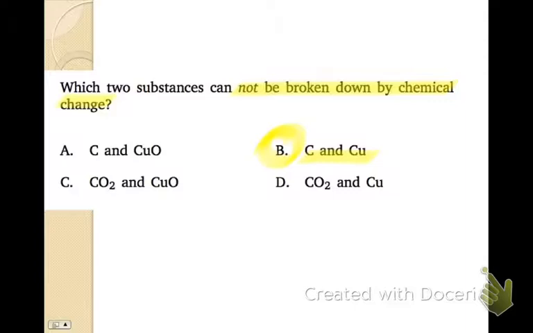Everything else here, for A, C is an element, but CuO is a compound. For C, CO2 and CuO are each going to be compounds. And for D, CO2 is a compound, Cu is an element.